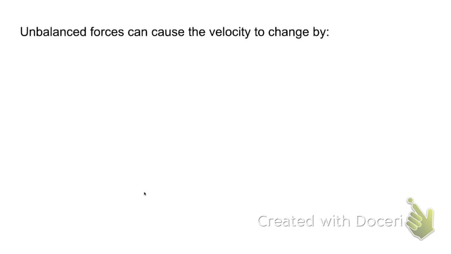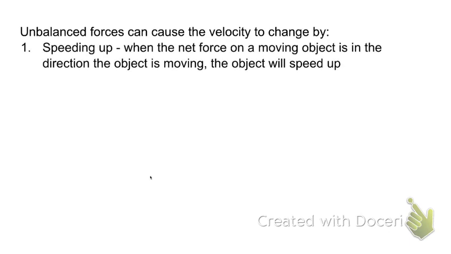Unbalanced forces can also cause velocity to change by speeding up. When the net force of an object is in the direction the object is moving, then that object will speed up. This makes sense, right? If you're driving a car and you push down on the accelerator and increase the force you are applying, the net force is going in the direction you're already traveling and your car speeds up. Another example, pushing somebody on a swing. Okay? If you apply the force in the direction they're swinging, then they will swing higher. You have sped them up.